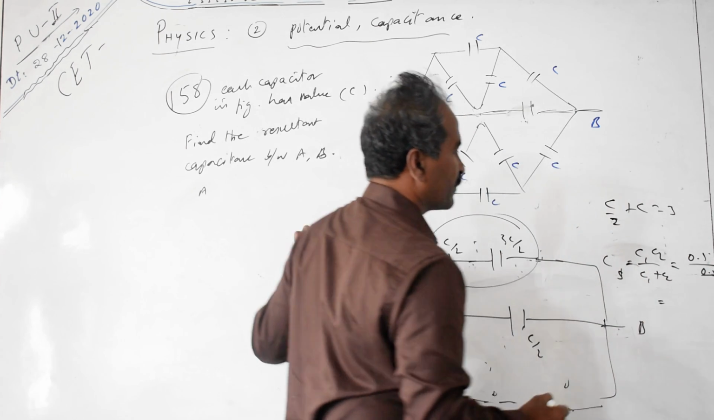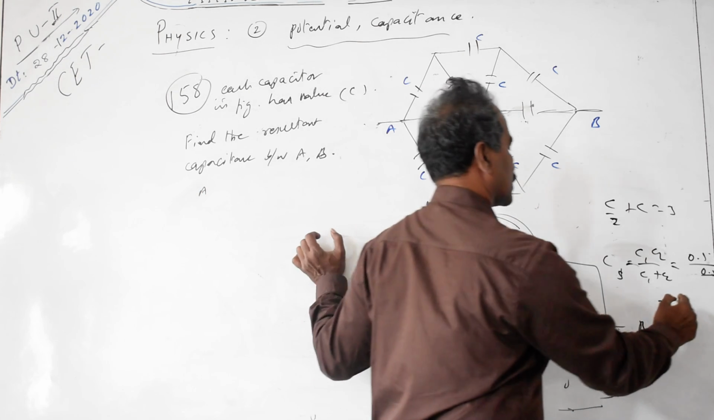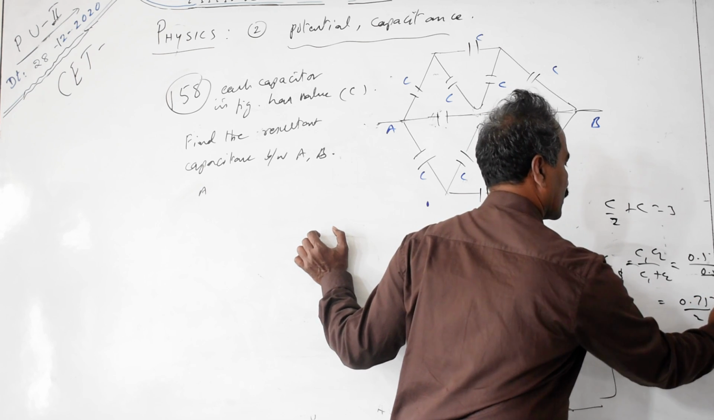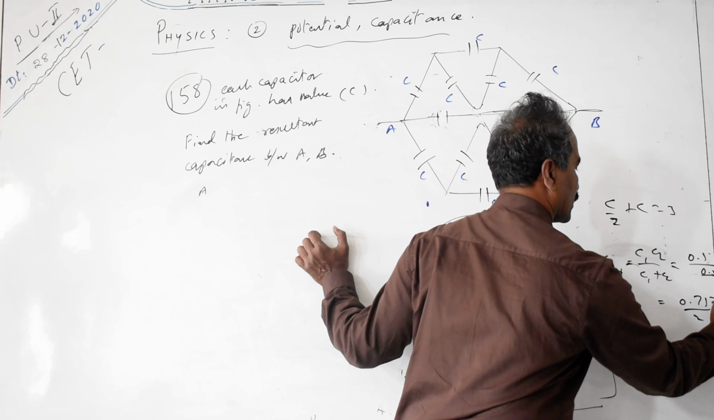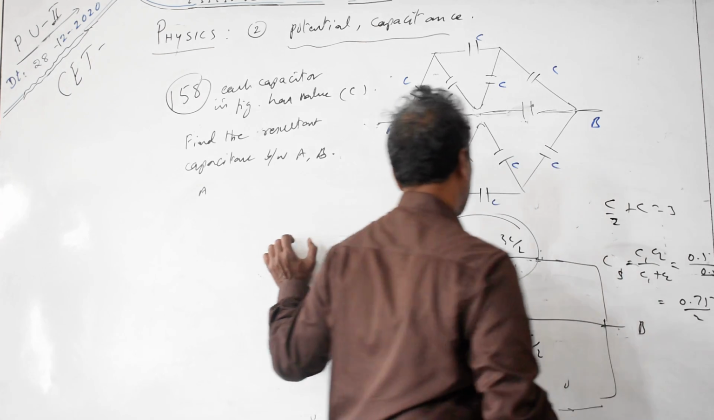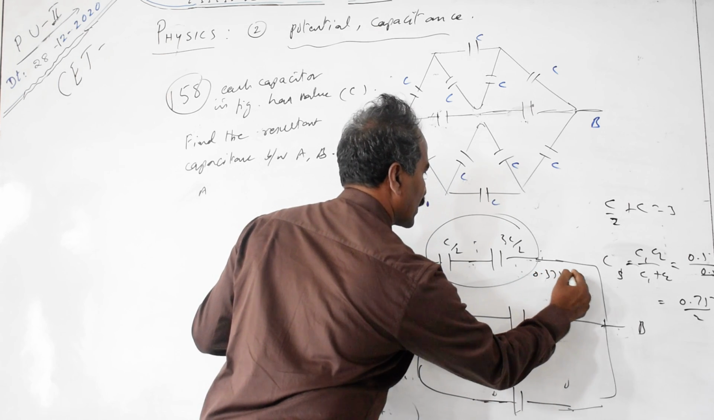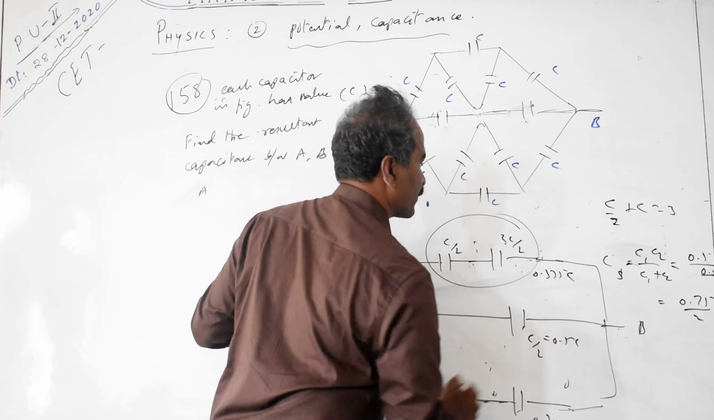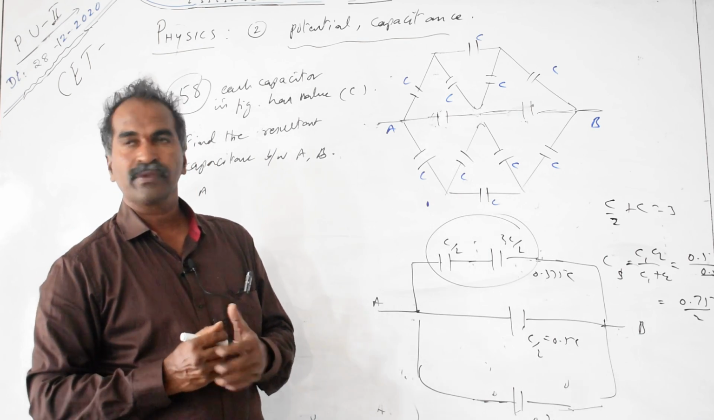Calculate this, how much you get. This is 0.75 by 2, which is 0.375. This whole thing is 0.375C. Here also you will have the same value. See, this is also 0.375C. This is 0.5C. All are coming in parallel. Okay, and you check the value with the result. Like that you have to do.